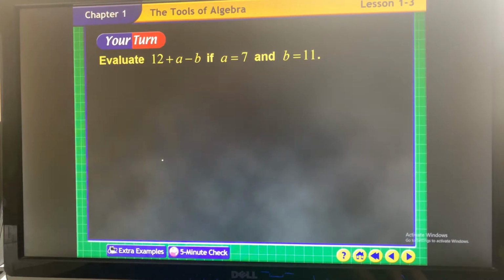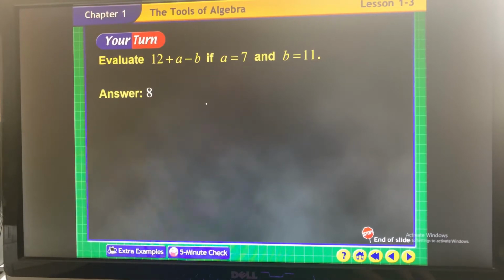So same process with this. I'm going to substitute the 7 in for A and the 11 in for B, and you'll get an answer of 8. So 7 goes here and 11 goes here. In order of operations, I just go from left to right because it's addition and subtraction.